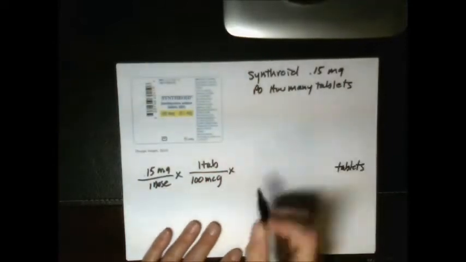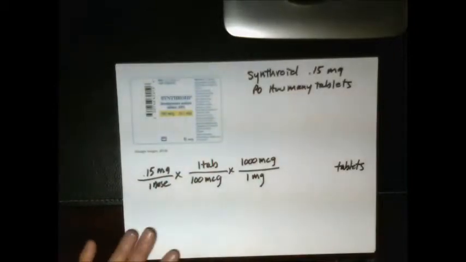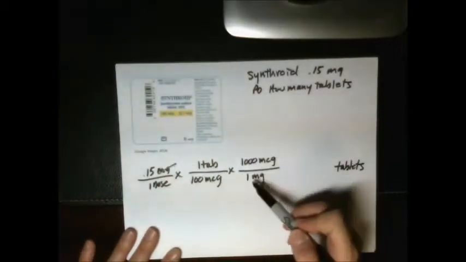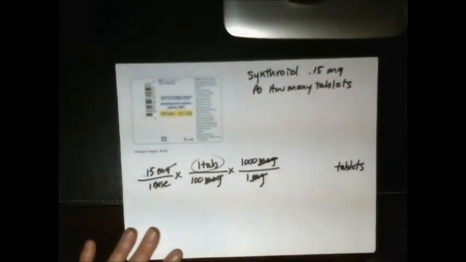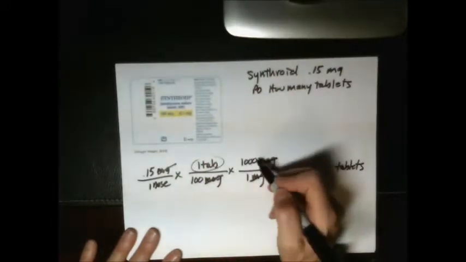We're going to want to cancel micrograms top to bottom, so I'm going to put 1,000 micrograms over 1 milligram. And now we're going to start to cancel like units. Milligrams cancel milligrams, micrograms cancel micrograms, so our answer is going to be in tablets. That's what we want. Let's cancel some of these zeros because we're allowed in algebra. So we're going to have 0.15 times 10 times 1 times 10 equals 1.5, and 1 times 1 times 1 equals 1. So we're going to have 1.5 tablets.